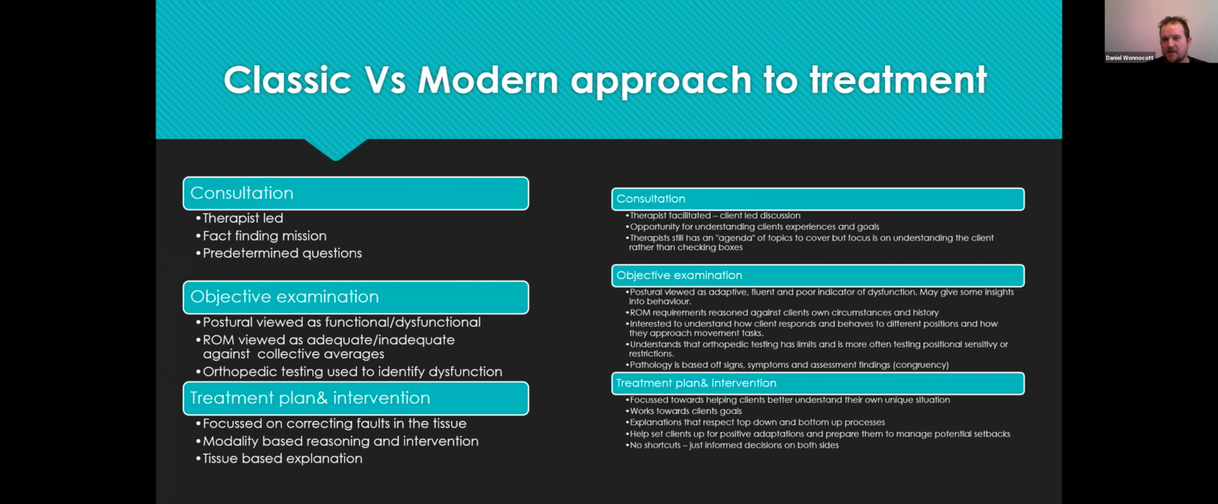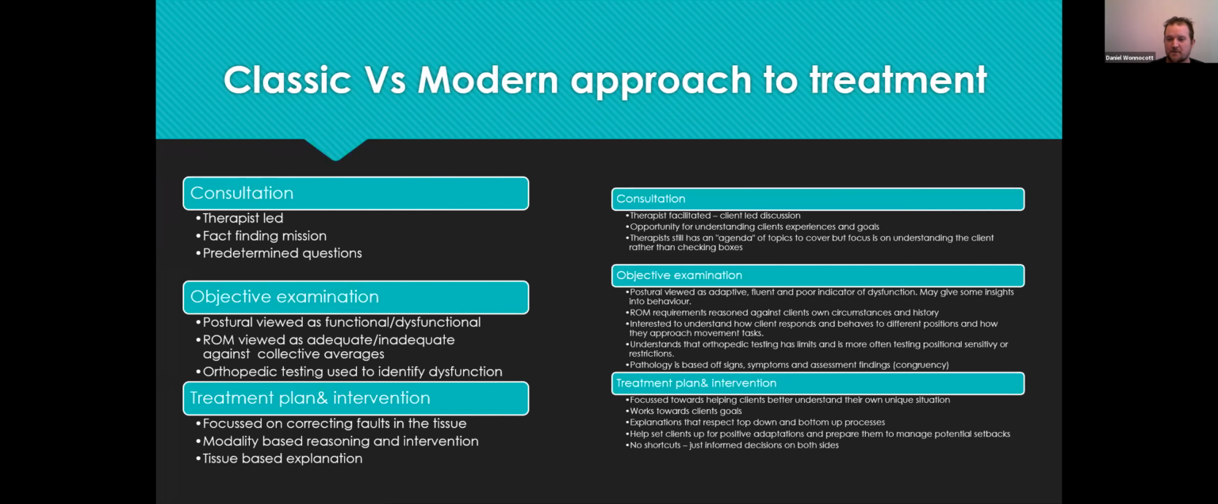Versus if you look at a more modern approach to things. A lot of the topics covered today make my job easier to talk about this afternoon. From a consultation point, it's still facilitated by the therapist, but we're aiming to have more of a discussion that's led by the client. So really trying to understand what's brought them in and what they're looking for our help with in the session. And that isn't just on initials, that can be on an ongoing basis. Then we're trying to understand the client's experiences, past and present, and what their actual goals are, where they want to be heading.